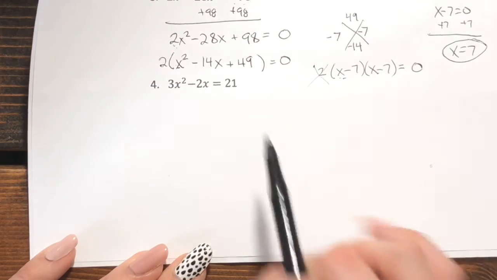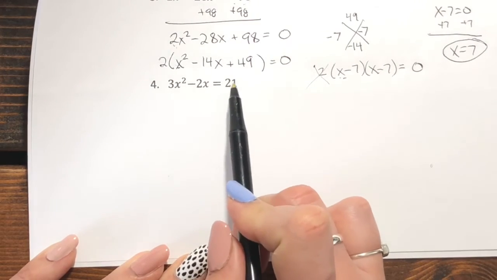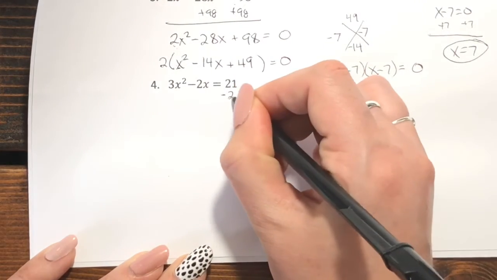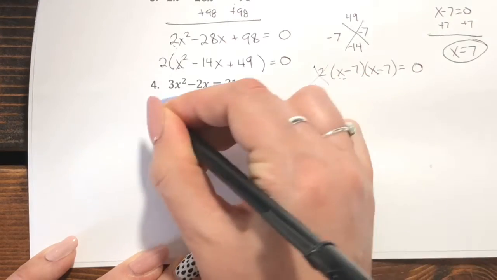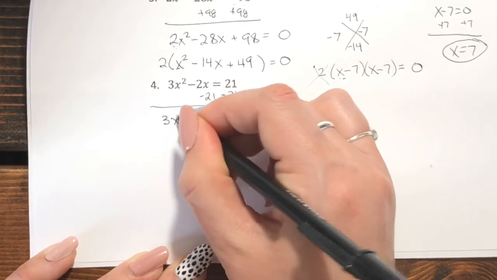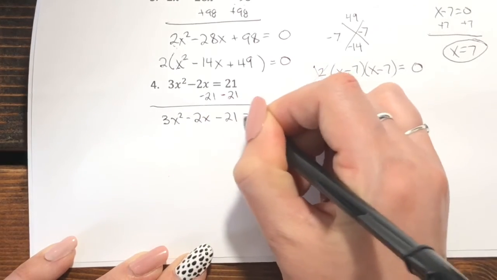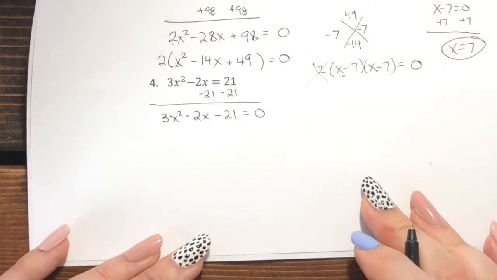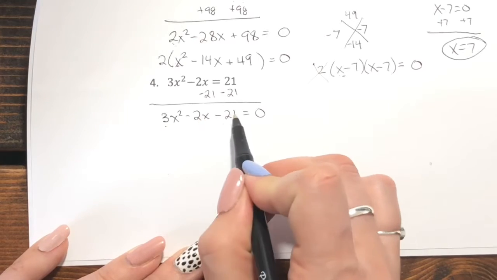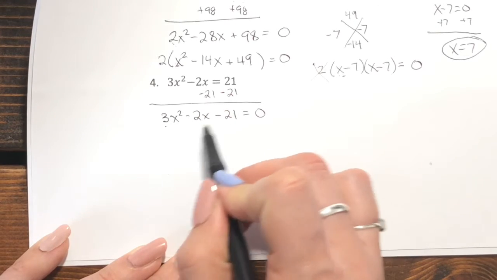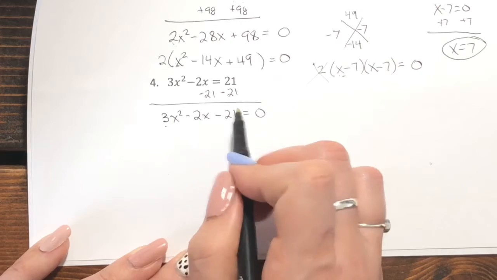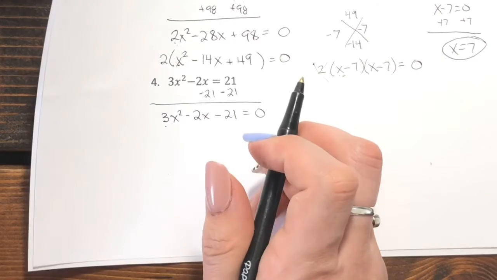Okay, let's try another one. Again, we see there's a number on the wrong side, so we need to move it over. So let's subtract the 21 over, so that I get 3x squared minus 2x minus 21 equals 0. This time though, I don't have a common factor. 3 doesn't go into all of these, neither does 2. So we're kind of stuck with this one. We won't be able to do the shortcuts.